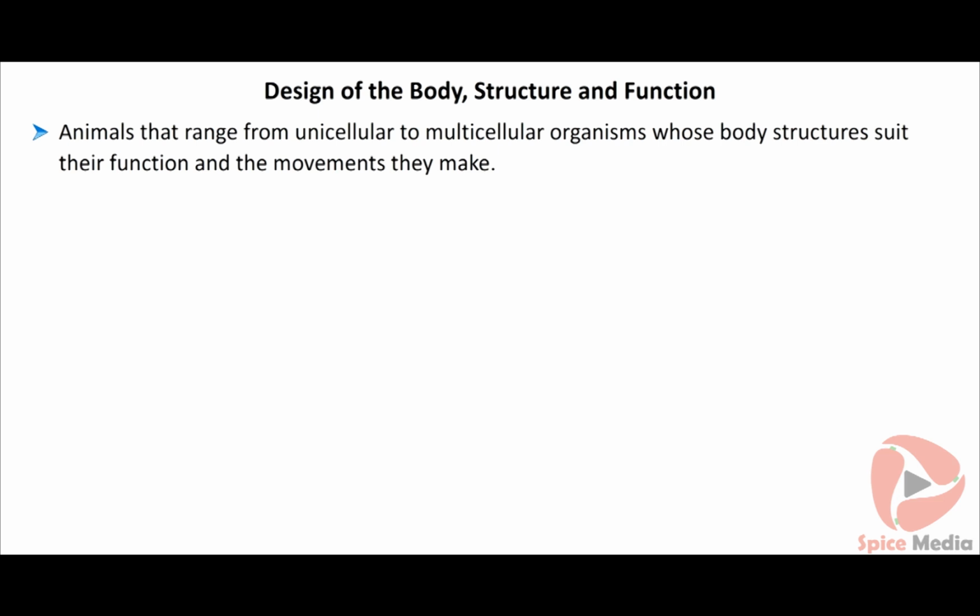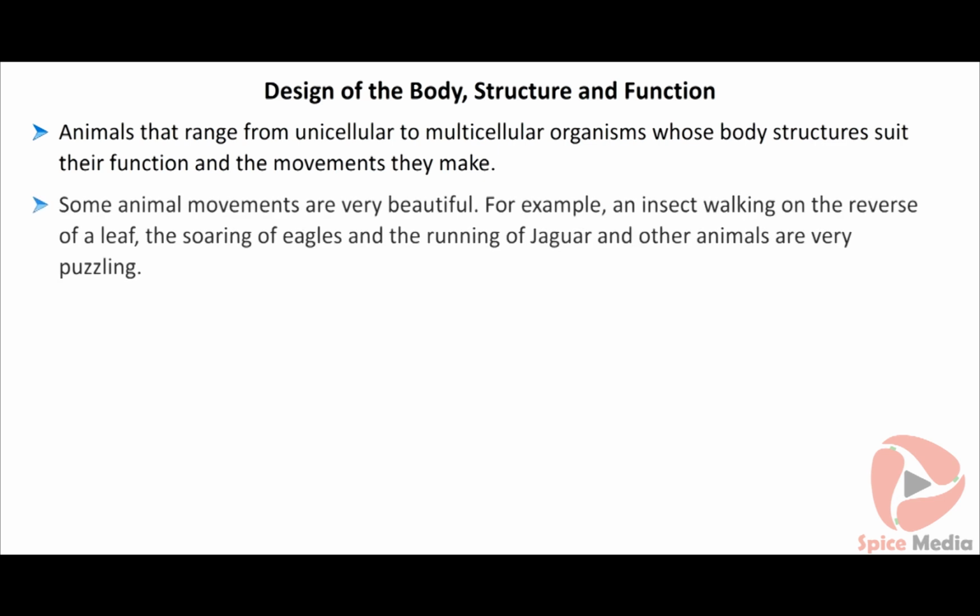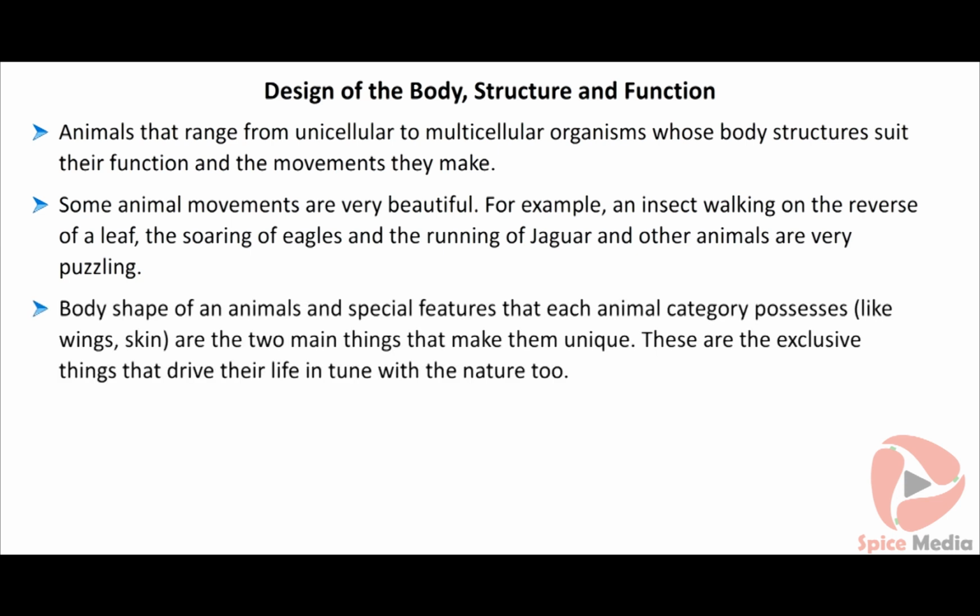Animals range from unicellular to multicellular organisms, whose body structures suit their function and the movements they make. Some animal movements are very beautiful. For example, an insect walking on the reverse of a leaf. The soaring of eagles and the running of the jaguar and other animals are very puzzling. Body shape of an animal and special features that each animal category possesses, like wings and skin, are the two main things that make them unique. These are the exclusive things that drive their life in tune with nature too.